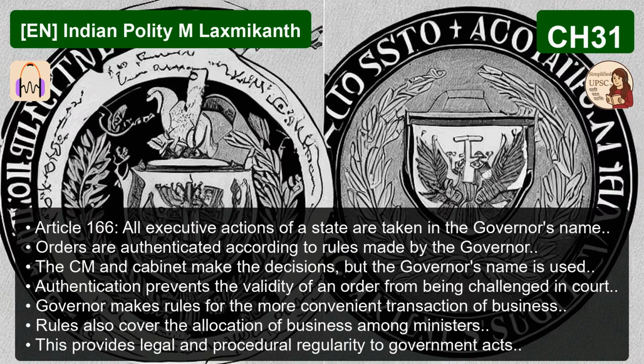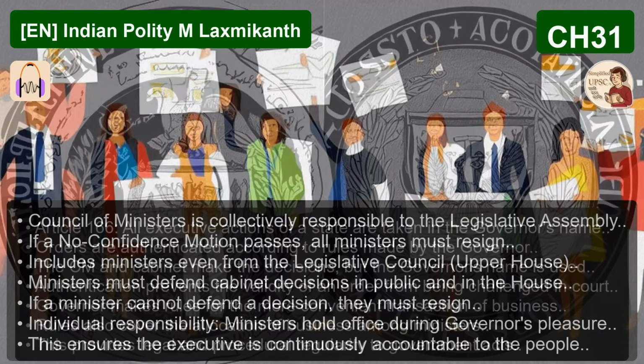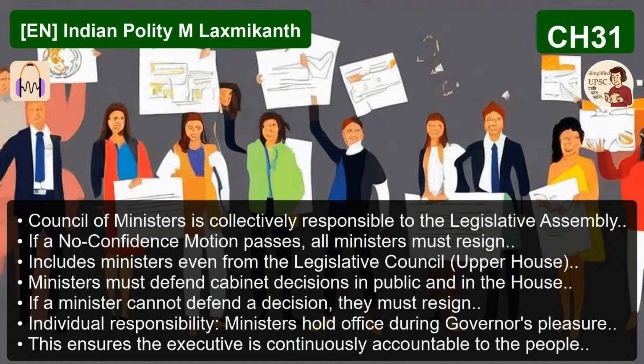Okay, let's dig a bit deeper into that idea of collective responsibility. It's enshrined in Article 164. What does it mean in practice? In practice, it means the entire Council of Ministers is a single, cohesive unit that is accountable to the Legislative Assembly. If the cabinet makes a decision, every single minister has to stand by it, in public and in the legislature. And if the assembly decides it no longer trusts the government? It can pass a no-confidence motion. And if that happens, everyone has to resign. Even ministers who are members of the Legislative Council, the upper house? Yes, even them. The confidence of the lower, directly elected house is what matters.